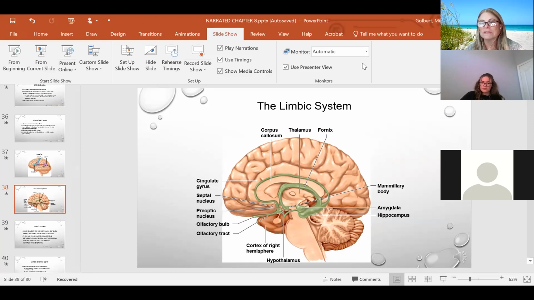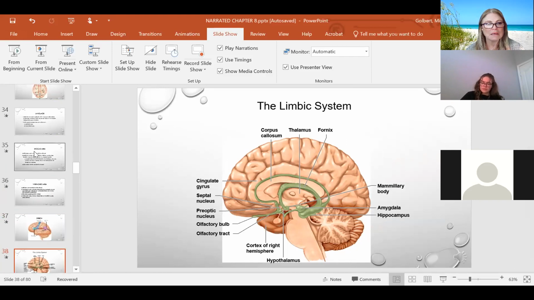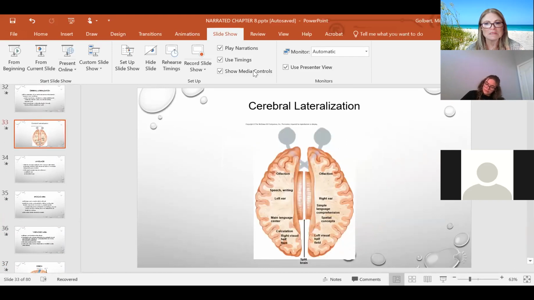I have a question, let me double check. I said Broca's is, oops, Broca's is on the left, Wernicke's is on the right. Yes, that's what I said, Julie.